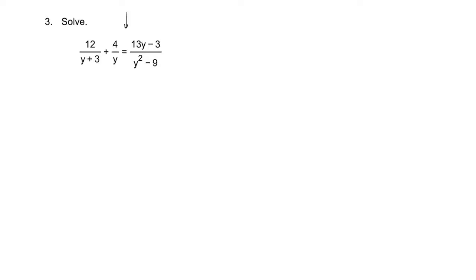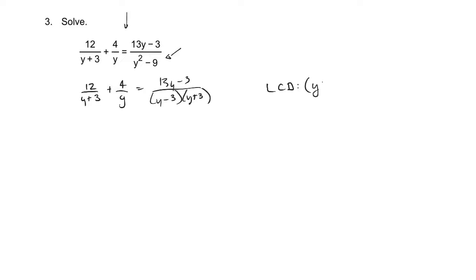So first thing I want to do with this one is I need to factor that bottom. It's a difference of squares, so I'll just leave everything else as it is. 13y minus 3 all over y minus 3, y plus 3. Now, to determine my lowest common denominator, I need to have a y plus 3 in it. From here, I need to have a y in it. I'll put that at the front. And then here I have a y plus 3 already, but I don't have a y minus 3, so I need that. So that's my lowest common denominator.